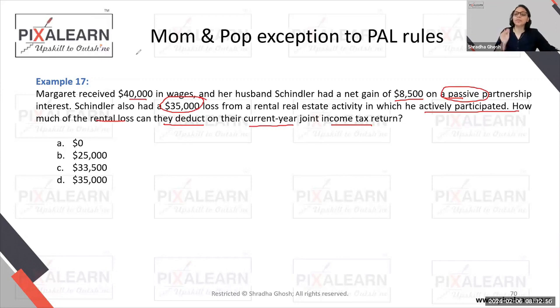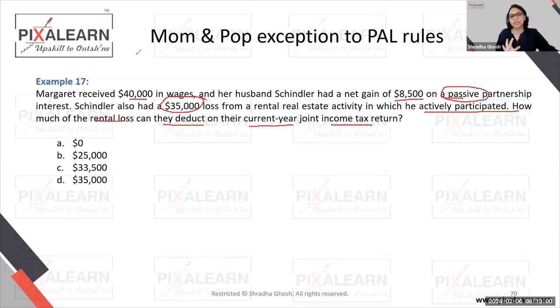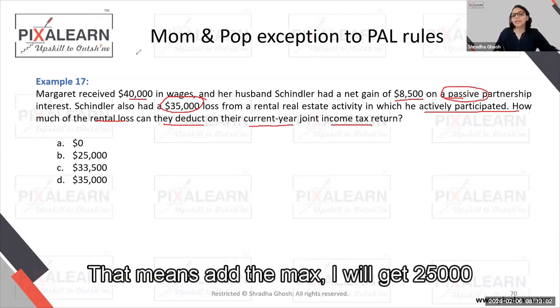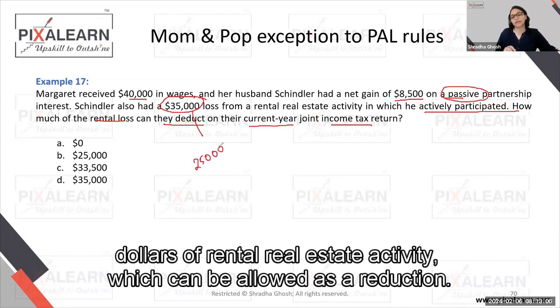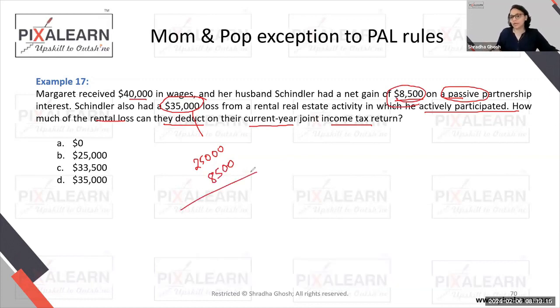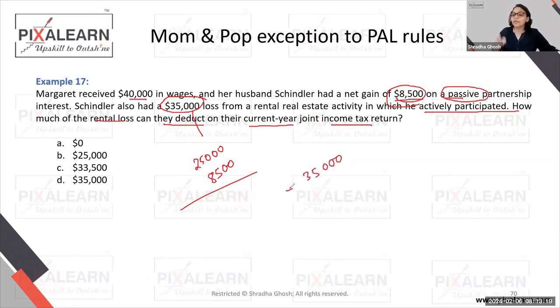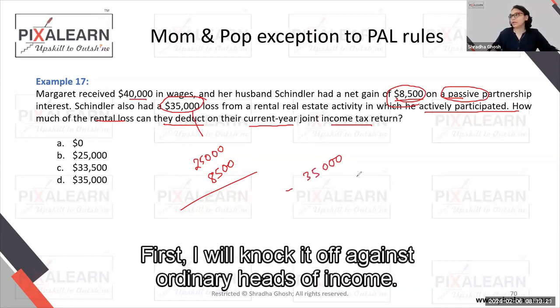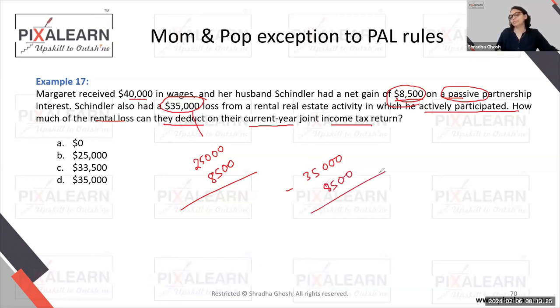See, their amounts or the AGI is definitely less than $100,000, isn't it? That means at the max, they will get $25,000 of rental real estate activity, which can be allowed as a deduction. Plus, they will get another $8,500 and they can knock off against passive heads of income, isn't it? The first rule is my total loss is 35,000. First, I will knock it off against passive heads of income. So I'll reduce it by $8,500.